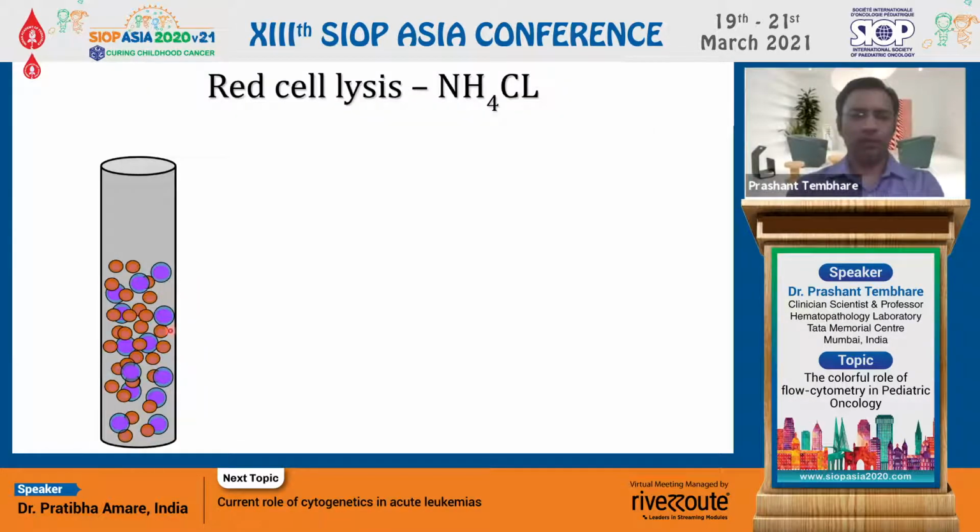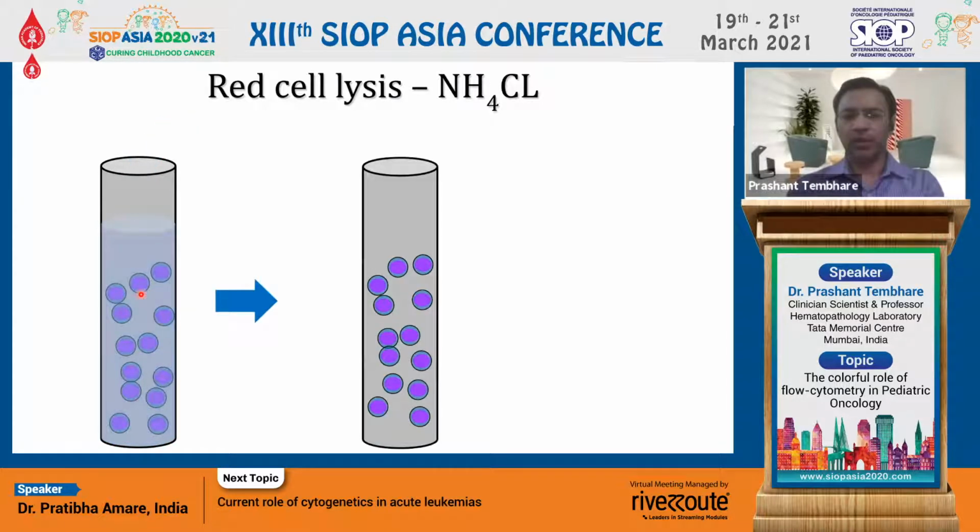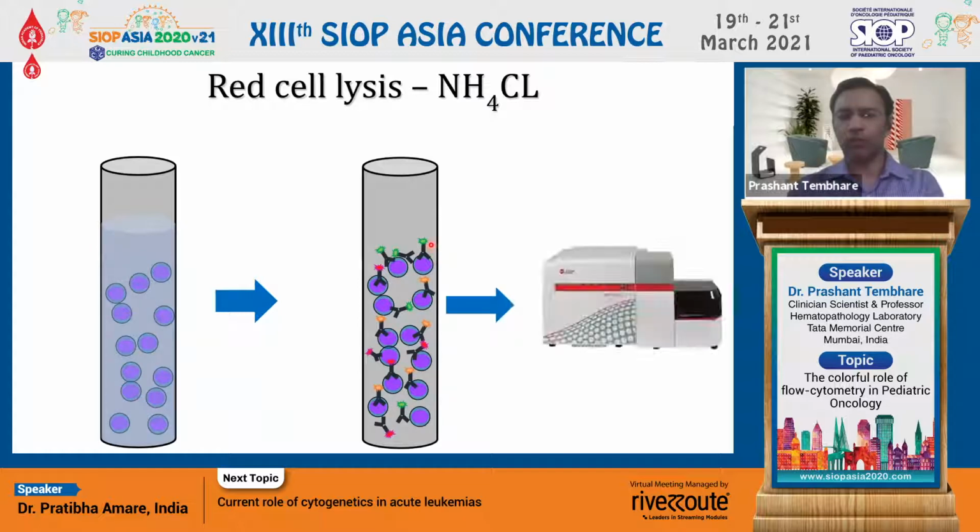We have a sample in which we have red blood cells and WBC or the tumor cells. So we first get rid of the RBCs by putting in a lysing reagent and lysing the RBCs. And then we get the WBCs and we put in antibodies which are specific to different proteins and attached to fluorochromes. These cells, attached to the antibodies and fluorochromes, then run through the flow cytometer.